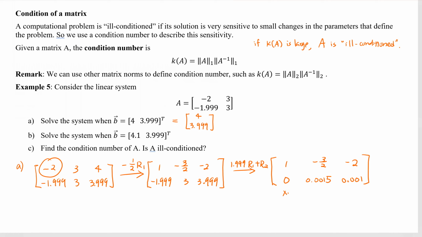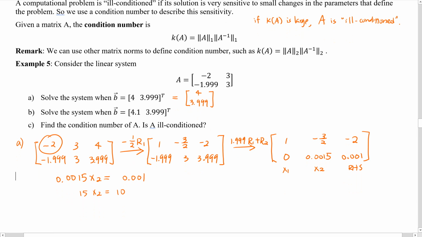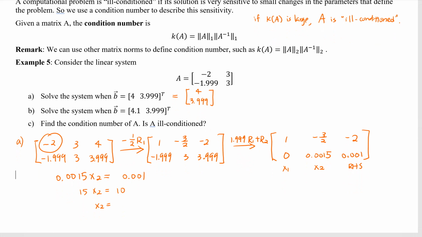The first column is the coefficients of x1, the second column is the coefficients of x2, and the last column is the right-hand side. So the last row tells us that 0.0015 x2 equals 0.001. Let's multiply both sides by 10 to the 4th. Then we have 15 x2 equals 10, so x2 equals 10 over 15. The common factor is 5, so we have 2/3. So far, so good, everybody?